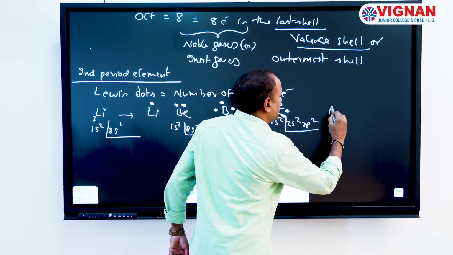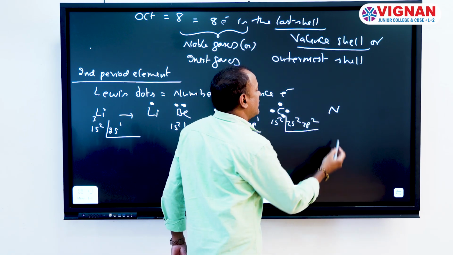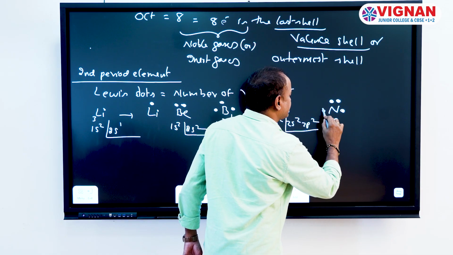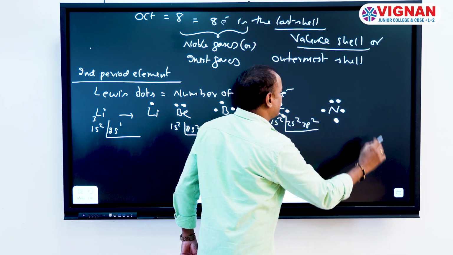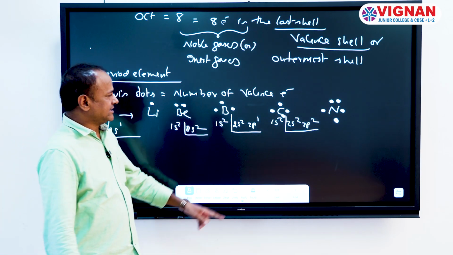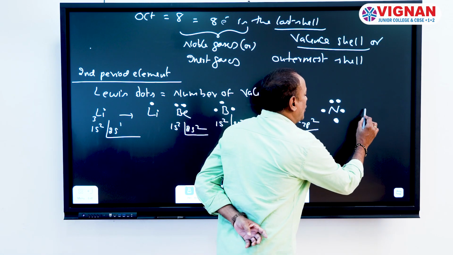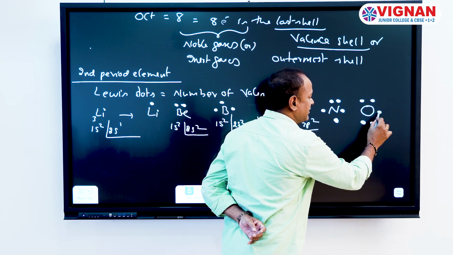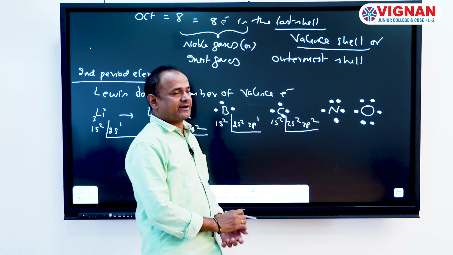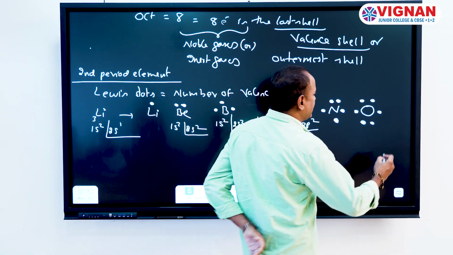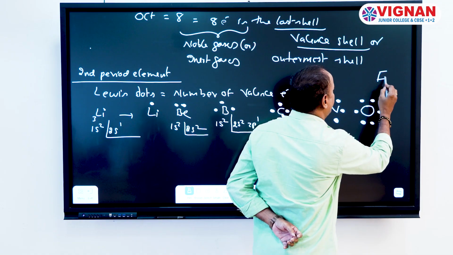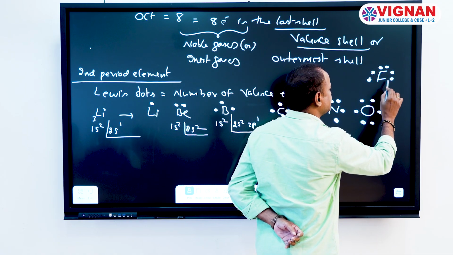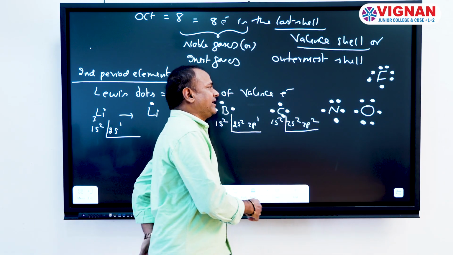Similarly, nitrogen. Tell me yourself how many valence electrons are present on nitrogen. This is the Lewis dot method for the nitrogen atom. There are 5 valence electrons because 5 dots are there. Next, oxygen: 1, 2, 3, 4, 5, 6. There are 6 valence electrons in the oxygen atom. Next, the fluorine atom: 1, 2, 3, 4, 5, 6, 7. 7 valence electrons in fluorine.